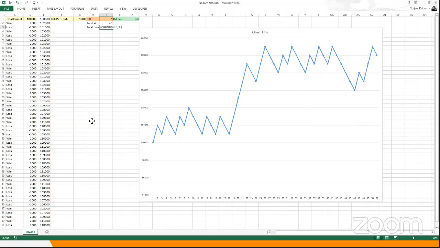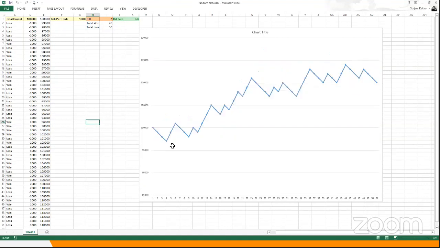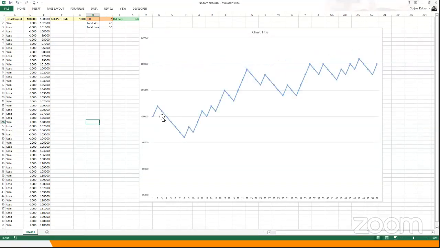Now, let me also generate some random results for it. Now you can see, you had a losing streak of 1, 2, 3, 4, 5, 6 trades, but you also started moving up when you had some winners. And what again is keeping you net profitable is your reward to risk ratio.